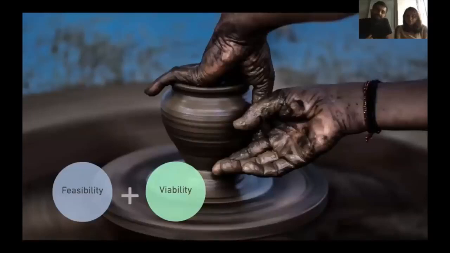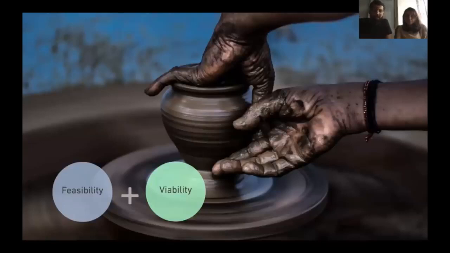Let's take a case of a solution that has feasibility and viability, but it has no desirability. Consider an artisan who is trying to make clay pots in their own village and is trying to sell them to local audiences around them. Now, pots are being utilized for various different types of purposes, right from storing water to even making an empty area look beautiful.